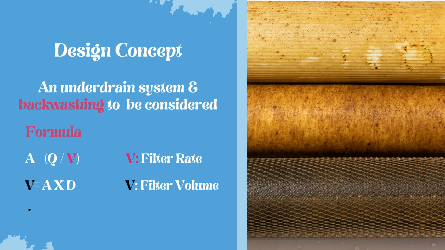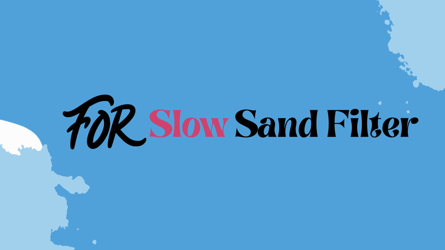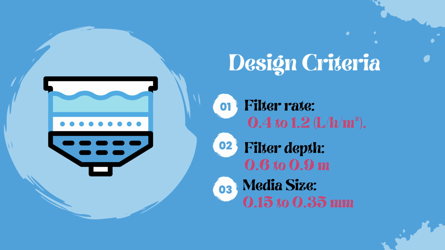The formula is A equals Q over V, where V here means filter rate, while in the equation V equals A times D, V here means the volume of the filter. For slow sand filtration, the design criteria is the same.